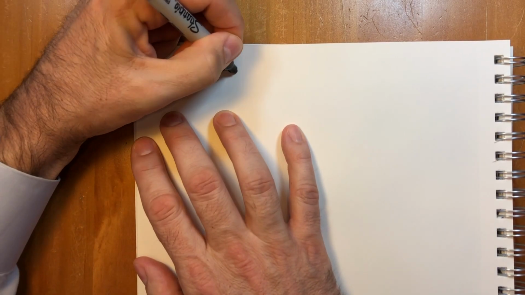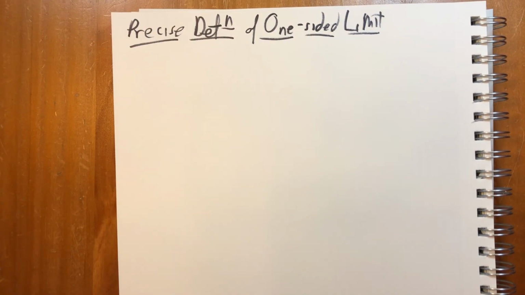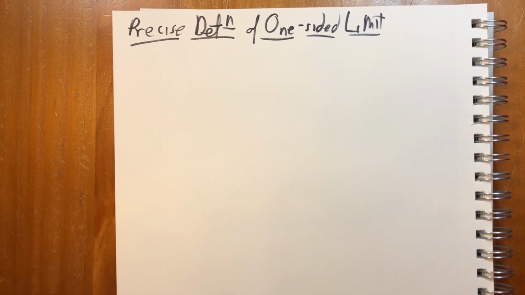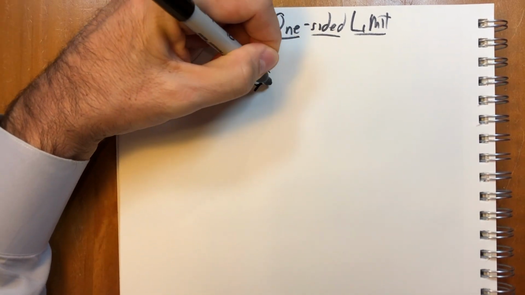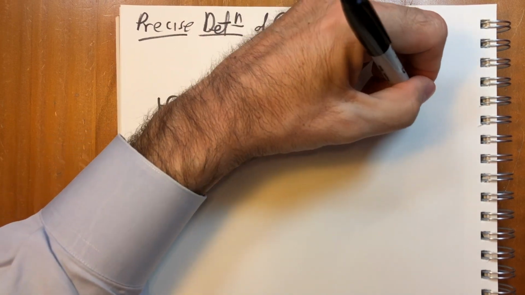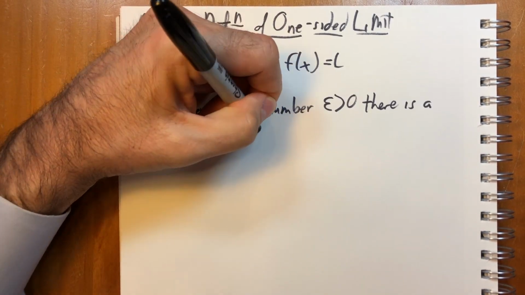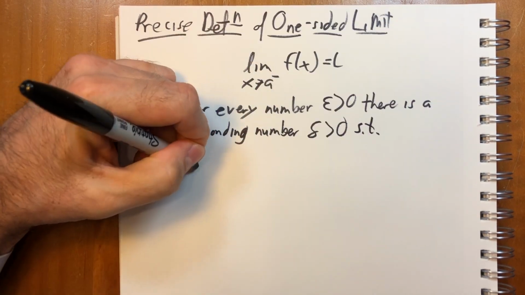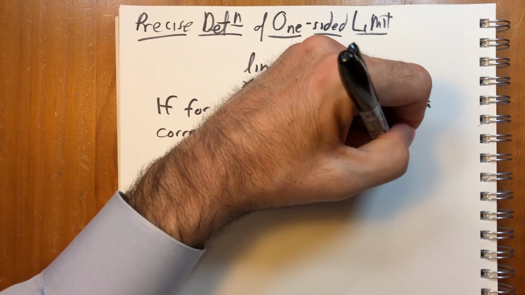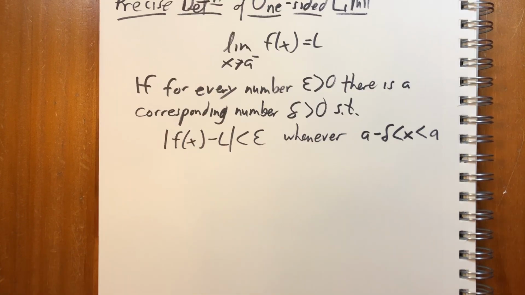Okay, let's write down the precise definition of a one-sided limit. Just like the general limit, we can also express a one-sided limit in terms of delta and epsilon. The limit as x approaches a from the left of f of x equals L if for every number epsilon greater than 0, there is a corresponding number delta such that the distance between f of x and L is less than epsilon whenever a minus delta is less than x is less than a. So x is within this distance of delta from a, but it's to the left of a.